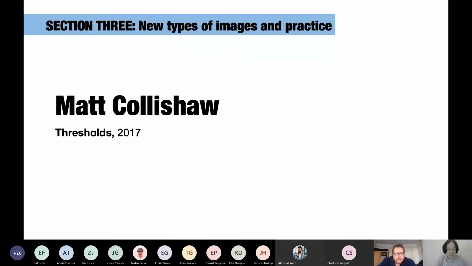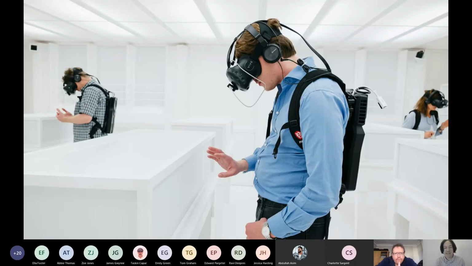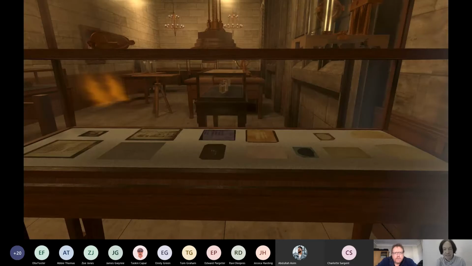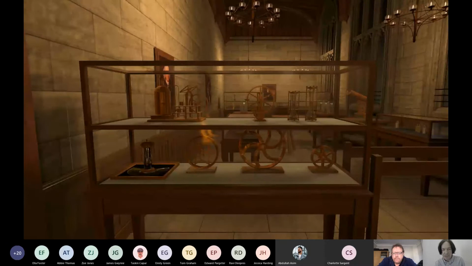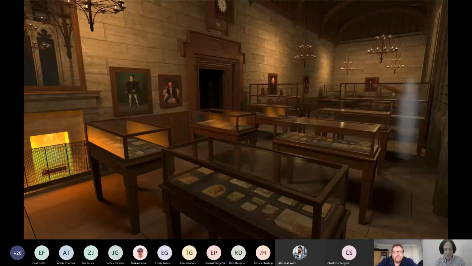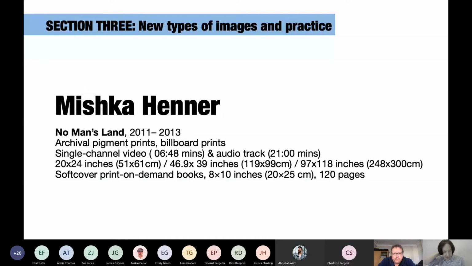Matt Collishaw produced something called Thresholds, a piece of work in 2017. Again, I'll go through this very quickly, but this was a virtual reality piece. You stuck on a headset like this and walked around an environment that was all white, but what you saw was this, which is a restaging of one of the earliest photographic exhibitions. This was all done with virtual reality and virtual headsets. Really interesting piece of work, and we could talk more about that at some future point. But this is, again, at the cutting edge and the hybrid of these different things.